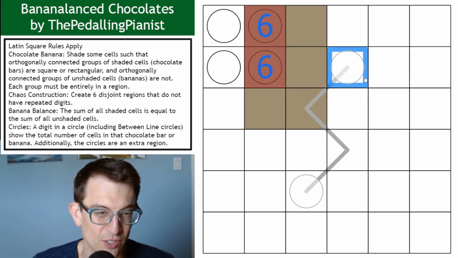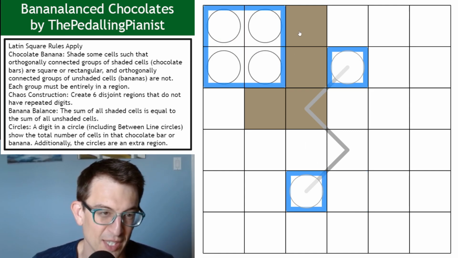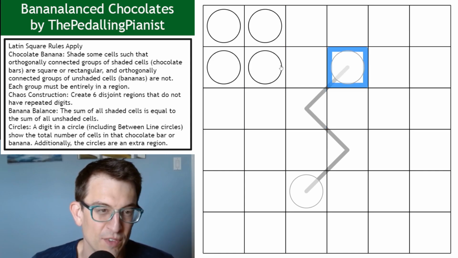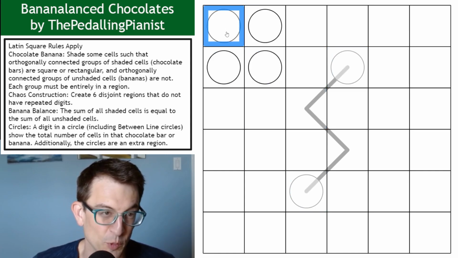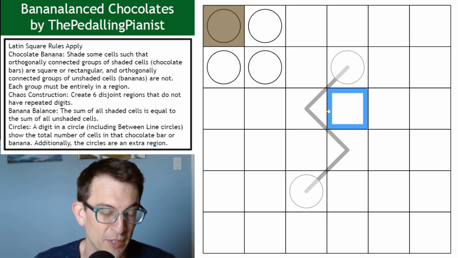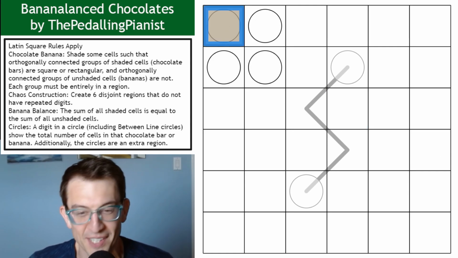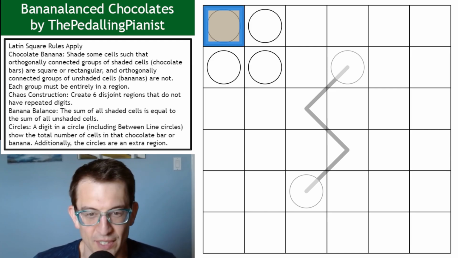And since the circles all have to be in different regions, they can't have the same digit in them ever. So none of these are in the same regions as the others, which means this cannot grow. This has to be a region by itself, and a 1 by 1 region is in fact a rectangle, so it's going to be chocolate.